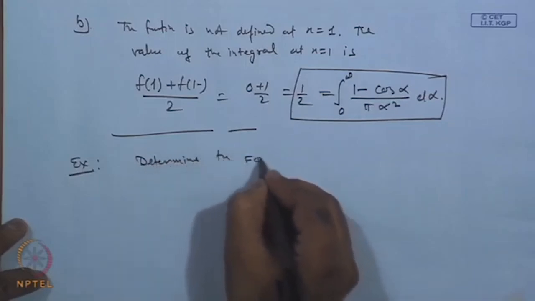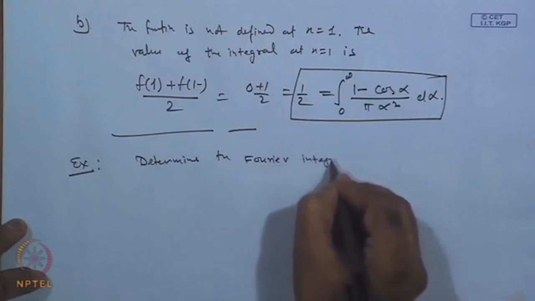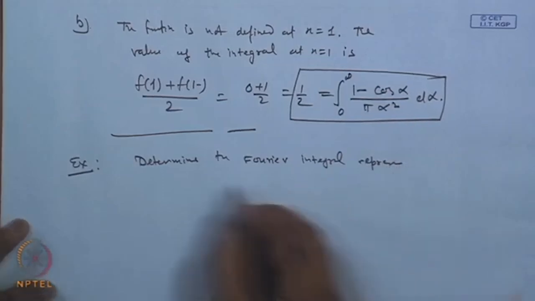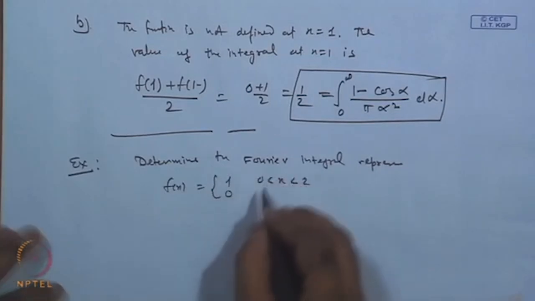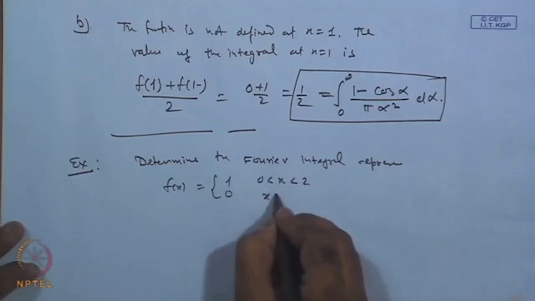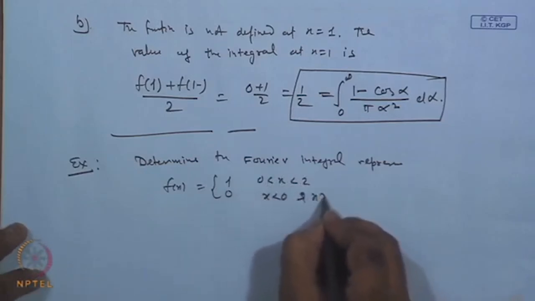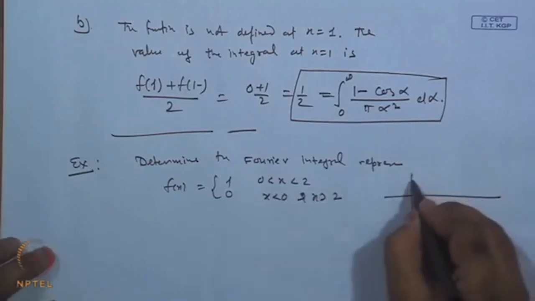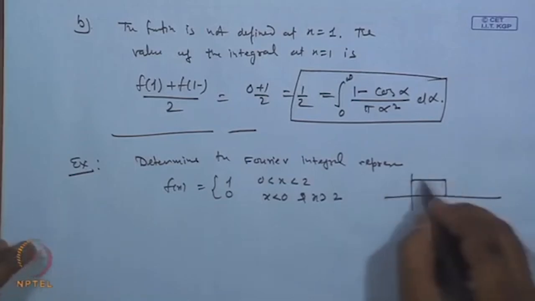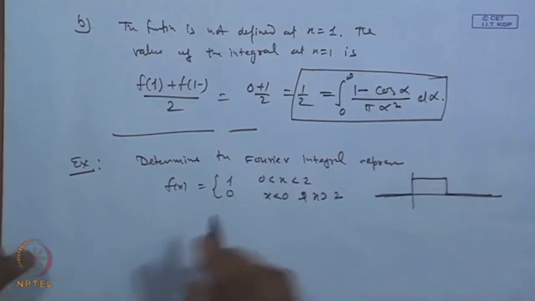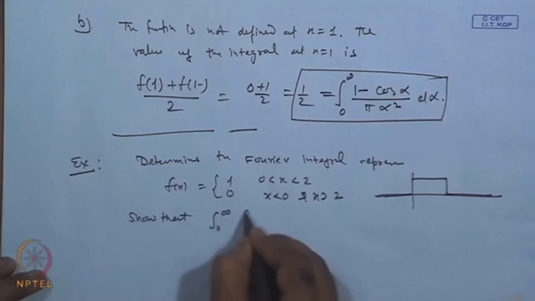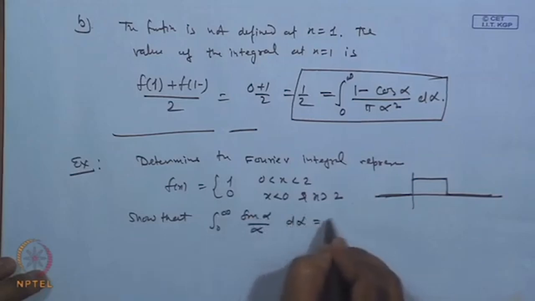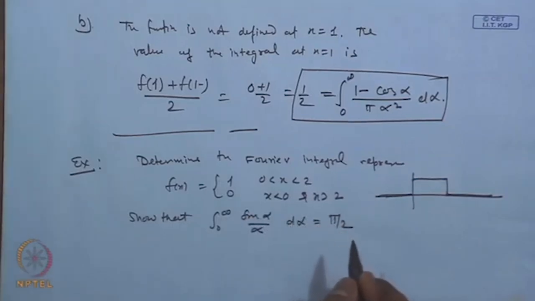Determine the Fourier integral representing this function f(x), 1 and 0, when x is between 0 and 2, and when x is less than 0 and x is greater than 2, it is 0. So, between 0 and 2, the function is given by 1, and then 0 on this side also. Further, show that this integral of sine alpha over alpha d alpha is pi by 2. So, it is a very similar example to what we have seen.